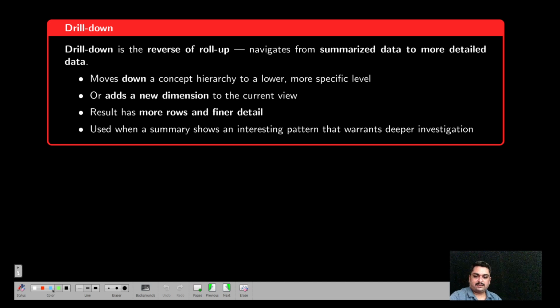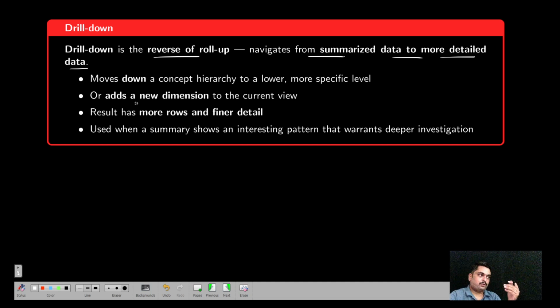Then the next is drill down. Drill down is just the opposite of roll up, or drill up. So drill down is the reverse of roll up; it navigates from summarized data to more detailed data, that is from top to down. So start from, for example, country, then come to state, then come to city, then come to streets.